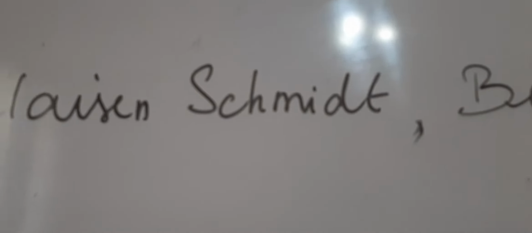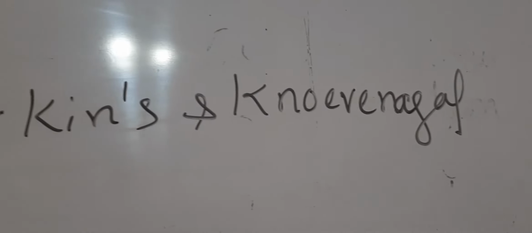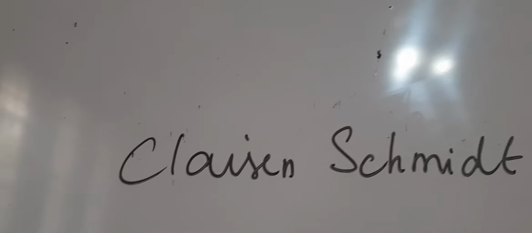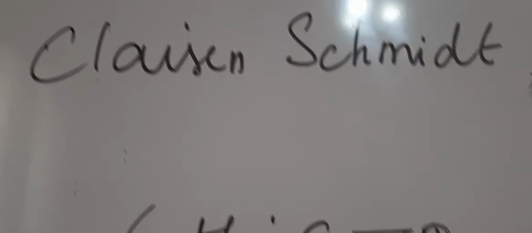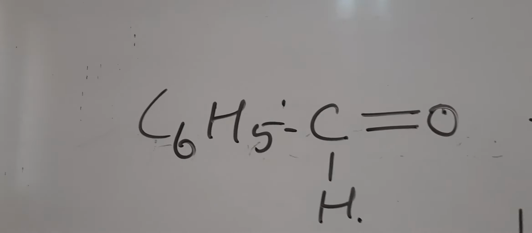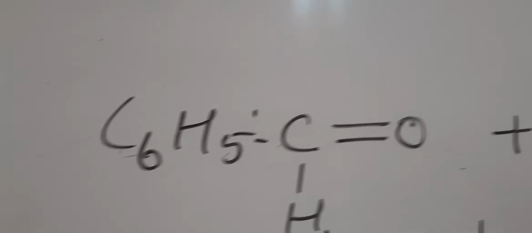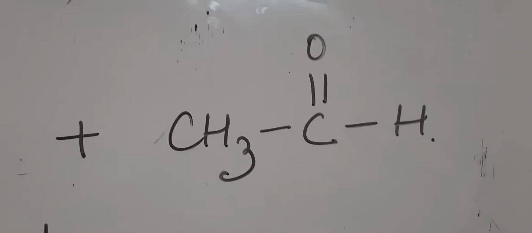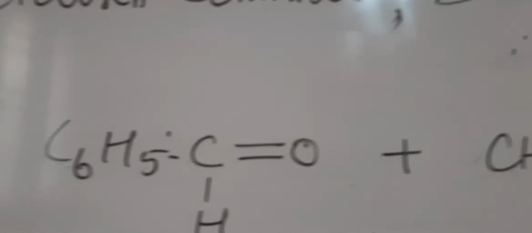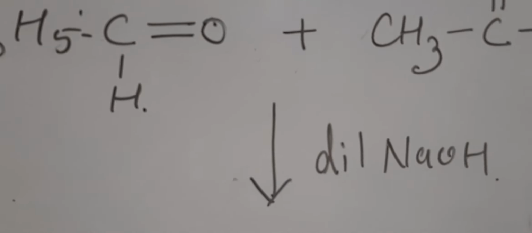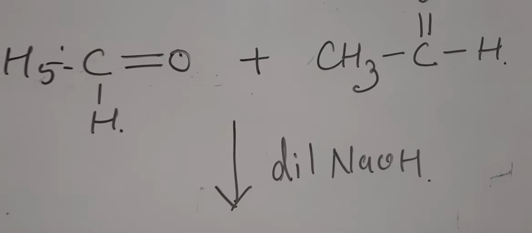In this video, I will explain four naming reactions of benzaldehyde: Claisen-Schmidt, benzoin, Perkin, and Knoevenagel reactions. So these are reactions of benzaldehyde. First, let us see the Claisen-Schmidt reaction. It's actually a condensation between an aromatic aldehyde such as benzaldehyde and an aliphatic aldehyde such as acetaldehyde, or it can be acetone even. Condensation occurs in the presence of dilute NaOH.